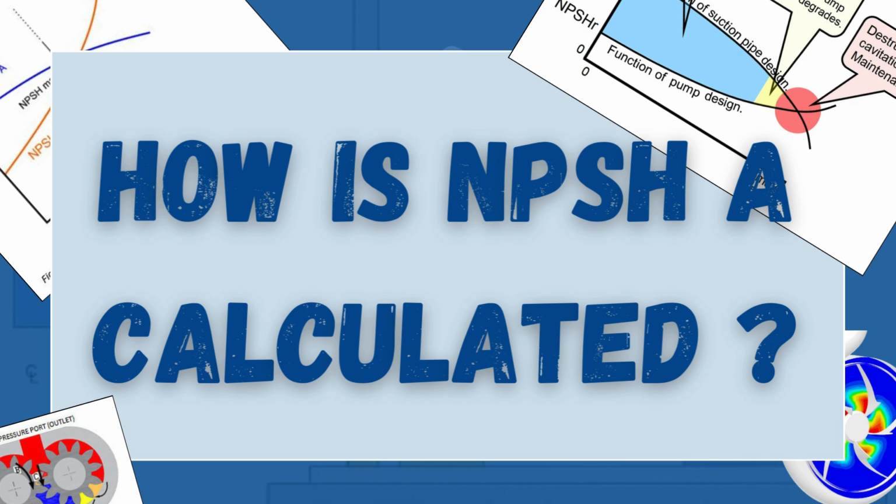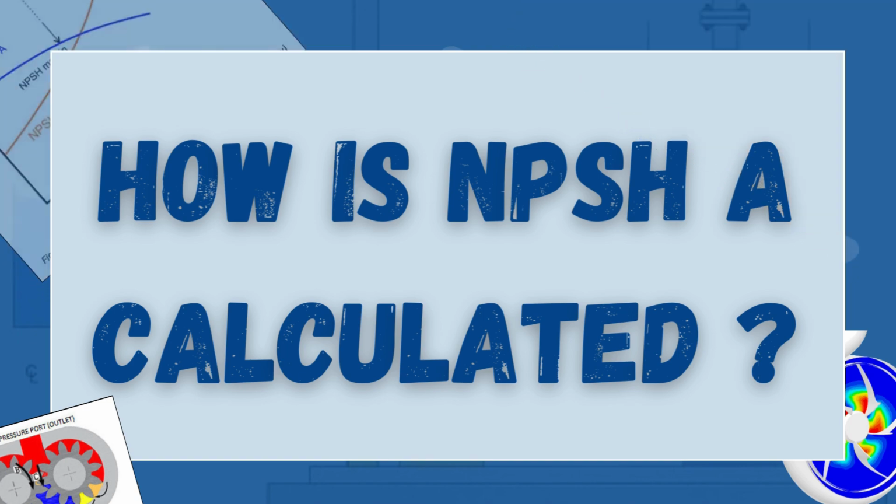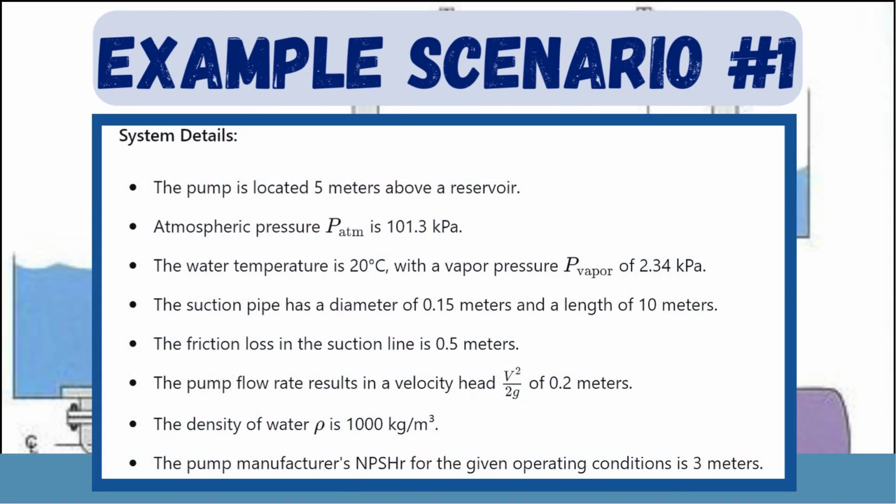Now moving on, in this video, we are going to discuss how NPSH is calculated. To understand the calculation of NPSH more easily, we will use an example. Okay guys, here is a scenario where the pump is located 5 meters above the reservoir. The atmospheric pressure is 101.3 kilopascal. The water to be pumped is at a temperature of 20 degrees Celsius with a vapor pressure of 2.34 kilopascal. And at the suction side, the suction pipe has a diameter of 0.15 meter and a length of 10 meters.